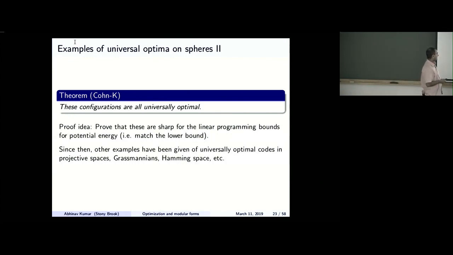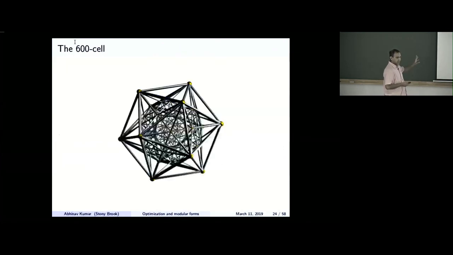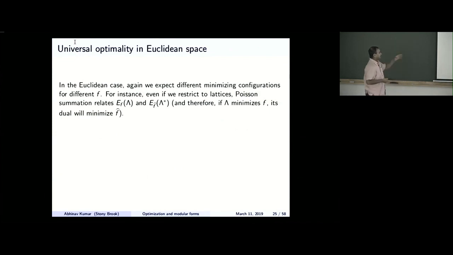Since our work, there have been more examples given of universally optimal configurations in other compact spaces like projective spaces, Grassmannians, Hamming space, and so on. But so far, till recently, there were no examples in non-compact spaces. So that's what I'm getting to. In the Euclidean case, again, we expect different periodic configurations to minimize different potential functions.